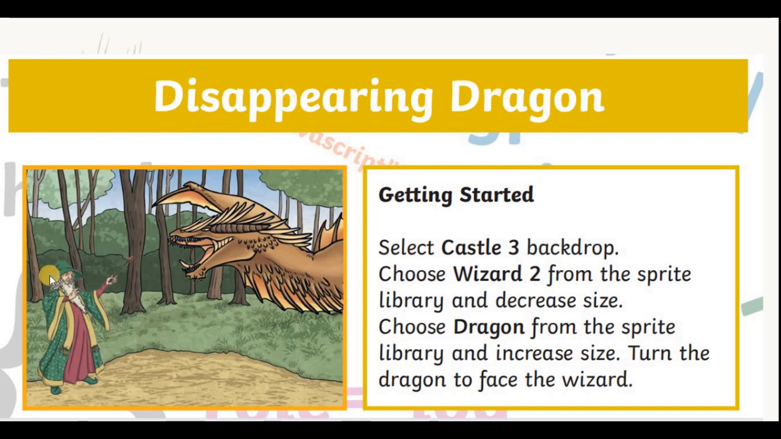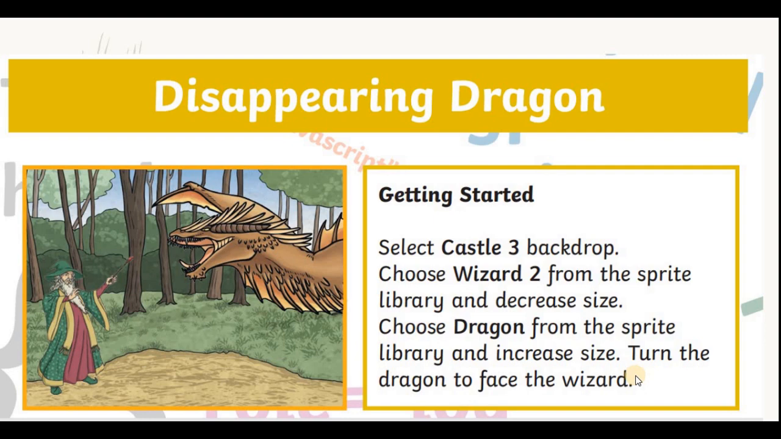In this picture you can see a wizard and a dragon. Let's see what our program is going to be about. Select Castle 3 as backdrop. Okay, it can be any castle. Choose Wizard 2 from the sprite library and decrease the size. Choose Dragon from the sprite library and increase the size. Turn the dragon to face the wizard.